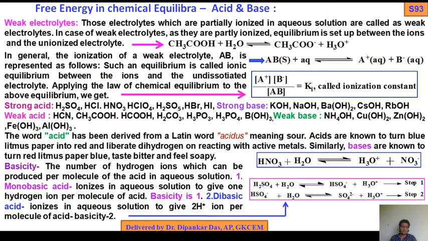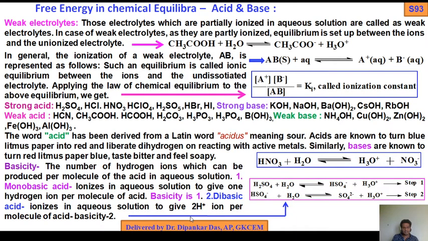Okay. First, monobasic acid. Monobasic means simply it gives one H plus ion. Basicity is 1. Look, this is HNO3 plus water. It gives only one replaceable H plus ion that is taken up by water, giving hydronium ion and NO3 minus. So the basicity of nitric acid is 1.